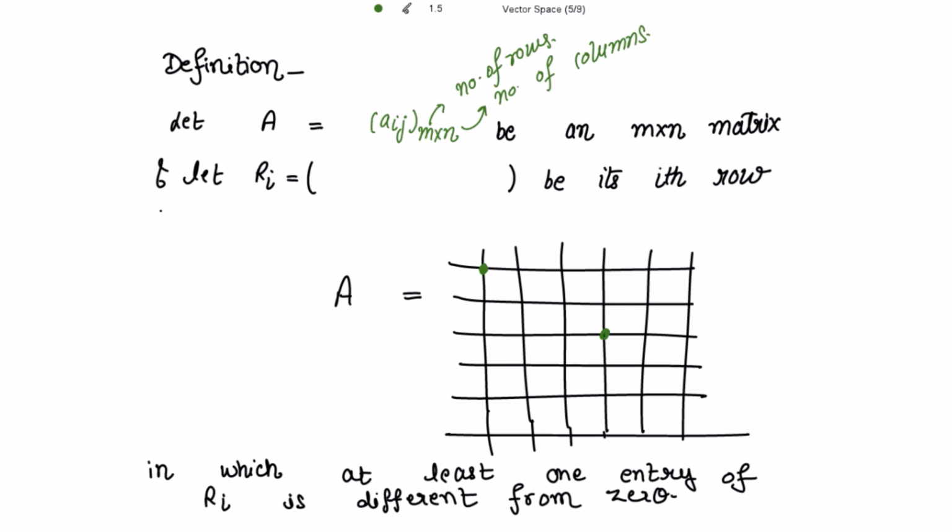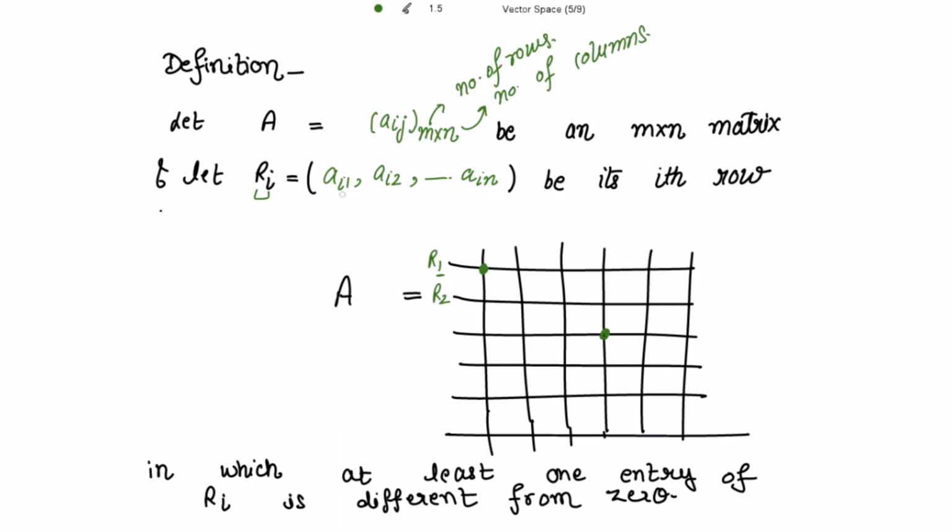And let Ri be the ith row of the matrix, right? If I am talking about this R1, then this is the first row of the matrix. Then R2, this is the second row of the matrix. And here Ri, that is the ith row of this matrix. And let the elements of this ith row be Ai1, Ai2, so on, Ain, because the number of columns is n.